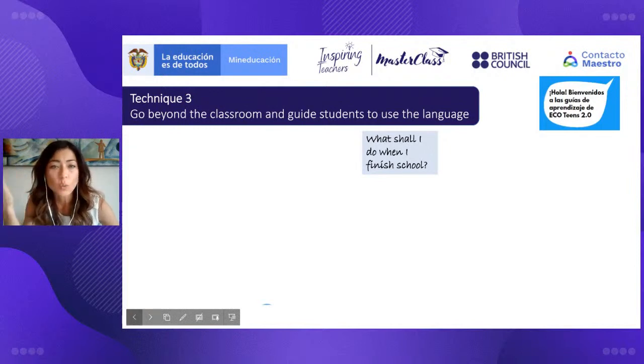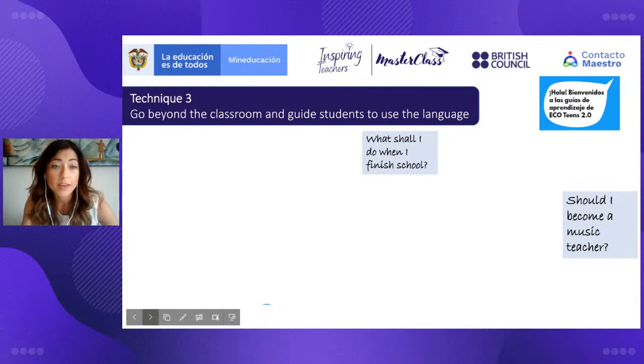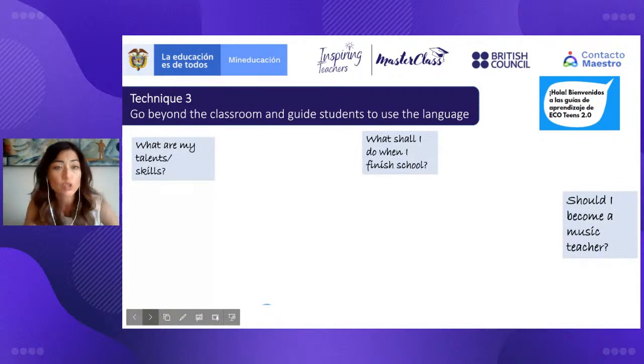So the student says, what shall I do when I finish school? This is a situation, as some of the teachers mentioned previously, that many students face when they are, especially in 11th grade, right, trying to decide what to do. And the student says, should I become a music teacher? Maybe there are other options, but he's trying to make this decision. What we would like students to do is to actually analyze their talents and skills. Well, that is a way that we are suggesting right now that this student can do, right? So let's see, what are this student's talents and skills?